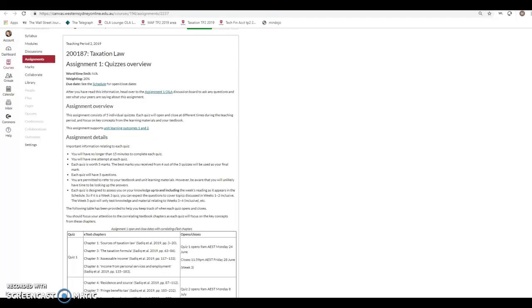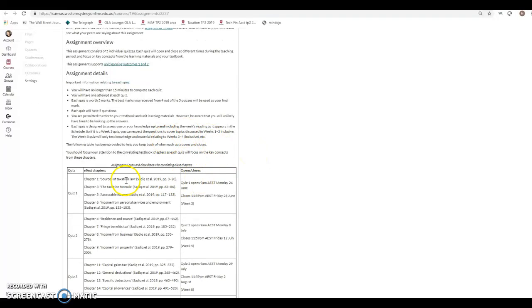So there's only 15 minutes per quiz, and there's 5 questions in each one. So they're multiple choice questions. You are permitted to use all your unit learning materials as such and to be able to answer them, which will be very similar to your final exam. So just looking at the quizzes so far, we've got coming up.